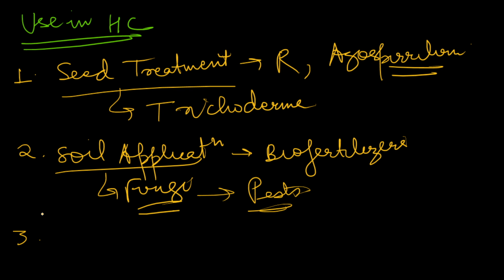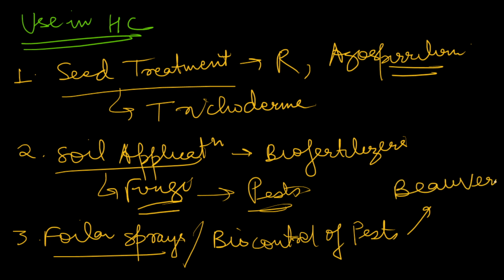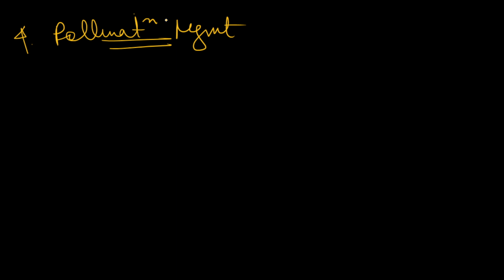You can mention foliar sprays, or even use the point of biocontrol of pests. Here you can mention various things such as examples, for instance Beauveria. This Beauveria is used to control pests. This can also be used in pollination management. Here you have a lot of examples of honeybees, wasps, and other things, which can be good for pollination.